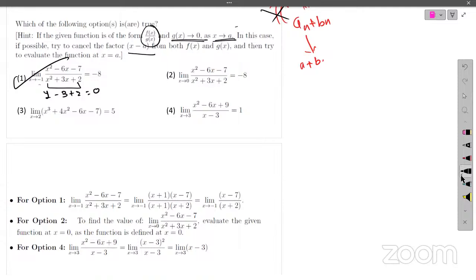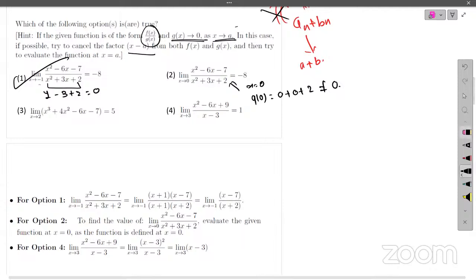Okay, so now let's go to the second question. The second option is also of the same form. So let's see whether Q of x naught is vanishing or not. Here, this is your Q of x. If you put x equal to 0, then Q of 0 is nothing but 0 plus 0 plus 2, which is not equal to 0. So you can directly compute the limit by just substituting the values.